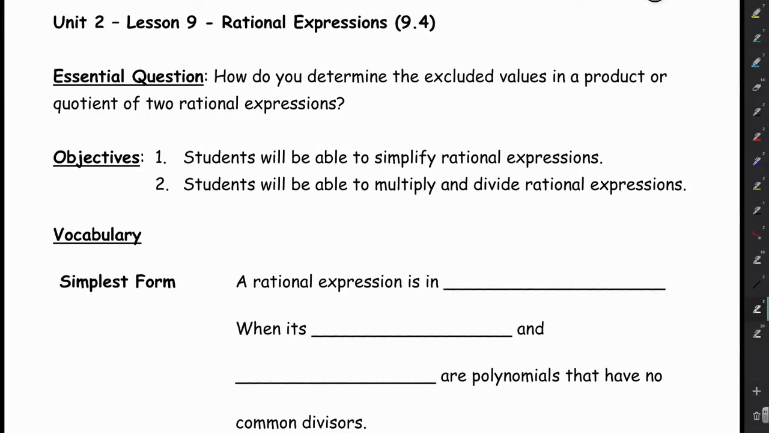Hi everyone, in this lesson we're going to be looking at rational expressions. A rational expression is just a ratio of polynomials. So we're going to be looking at simplifying rational expressions and how to multiply and divide rational expressions. A rational expression is in simplest form when its numerator and denominator are polynomials that have no common divisors.